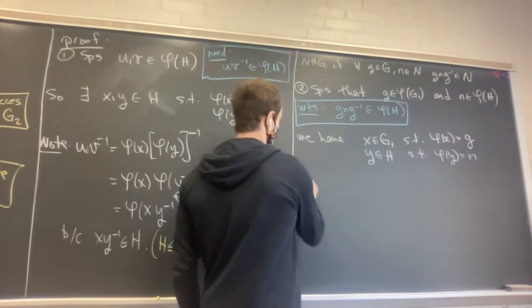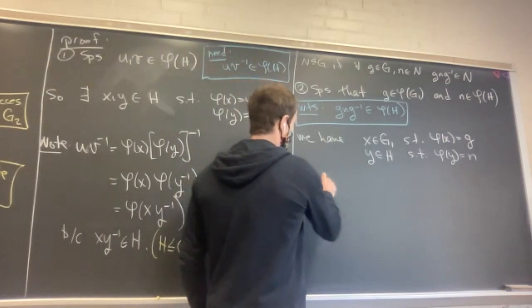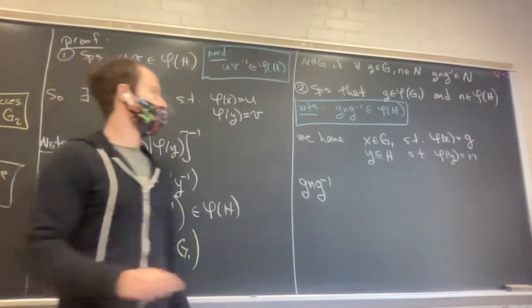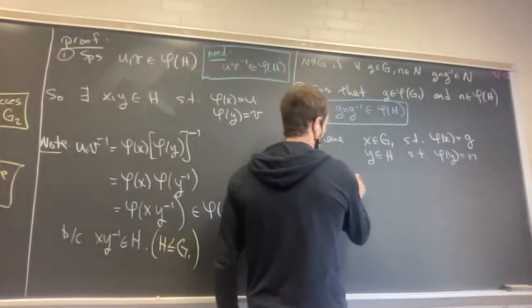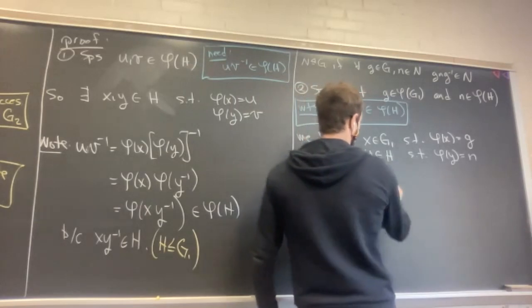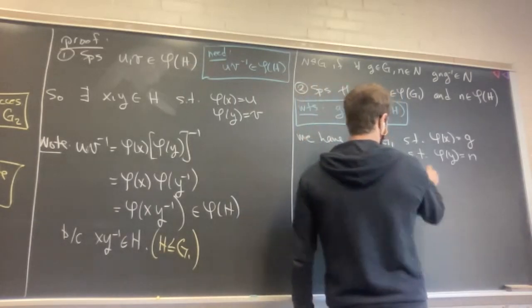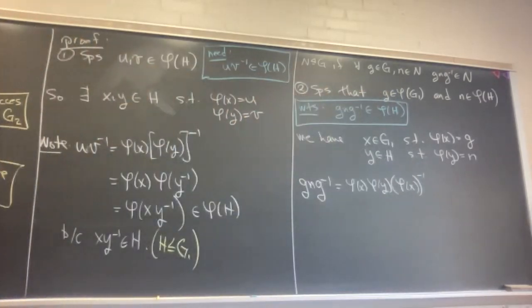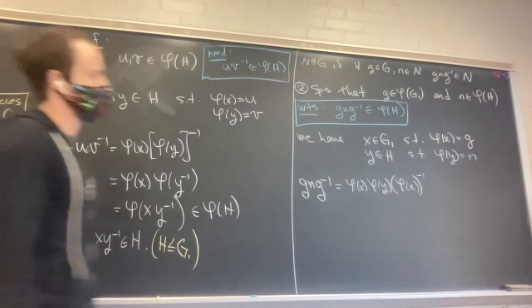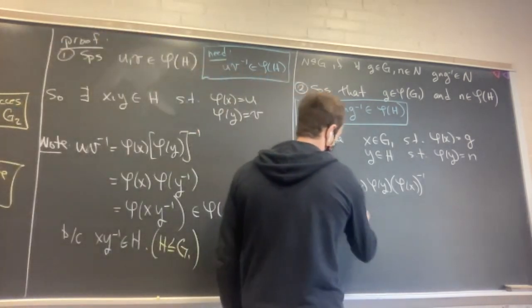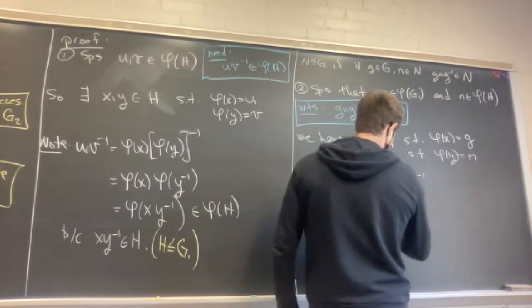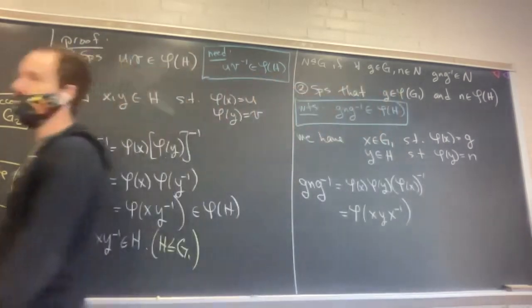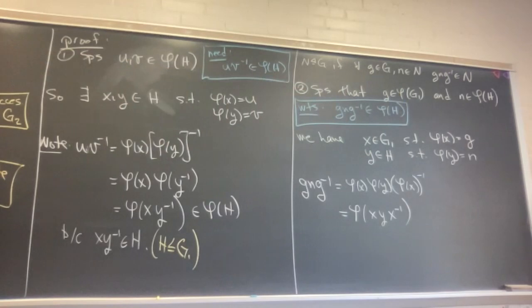So let's do it. Let's do g n g inverse. Let's notice that that's going to be equal to phi of x, phi of y, phi of x inverse, just using our names for little g, little n, and so on, using the fact that they're in those images. But now we can smash all of this together. This is going to be phi of x y x inverse. We know that because it's a homomorphism, that's some of the properties of it being a homomorphism.